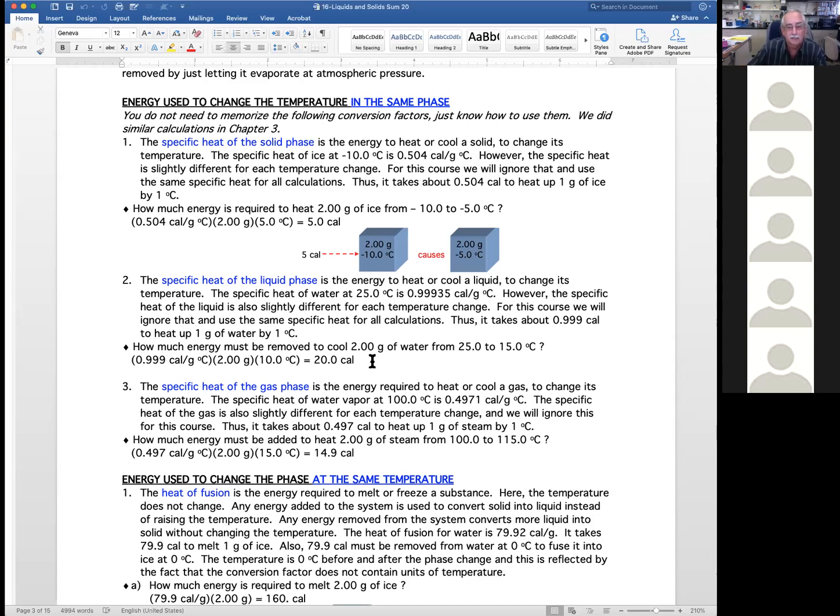So now we're going to look at the specific heat for the other phases. So the specific heat of the solid phase is the energy required to heat or cool a solid. In other words, to change its temperature. So the specific heat of ice is about 0.5 calories per gram per degree Celsius. You do not need to memorize that, but you might need to do some calculations with that. So how much energy is required to heat 2 grams of ice from -15 to -5? So there's the conversion factor. Get rid of grams, get rid of the temperature change, right? And all you did is just change the temperature.